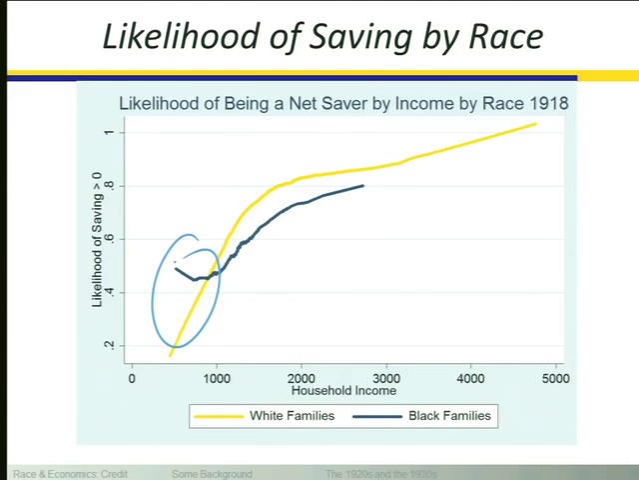I think the argument in terms of why this switches back is that the difficulty in obtaining credit was particularly for the low-income families. So the higher the income, the more likely the black families were to be able to obtain credit. And so if your ability to get credit rises with your income, then your need to save falls with your income.